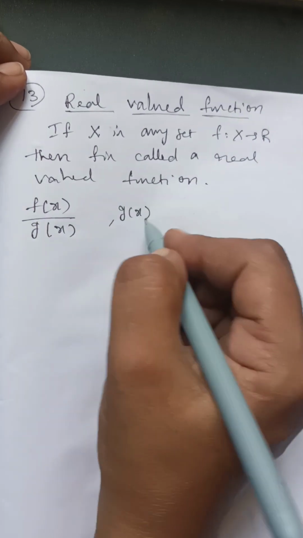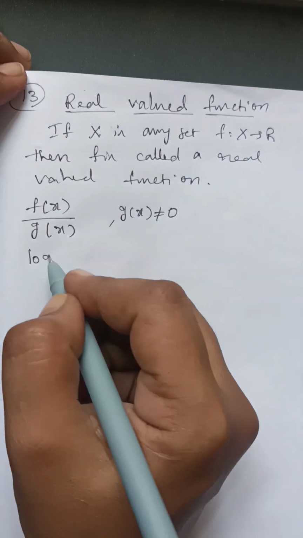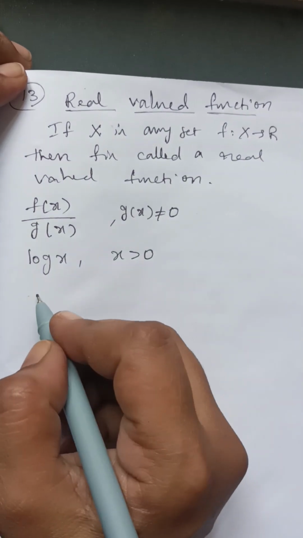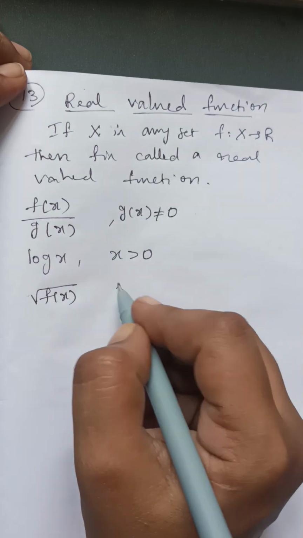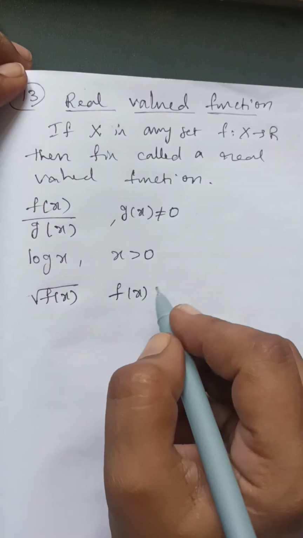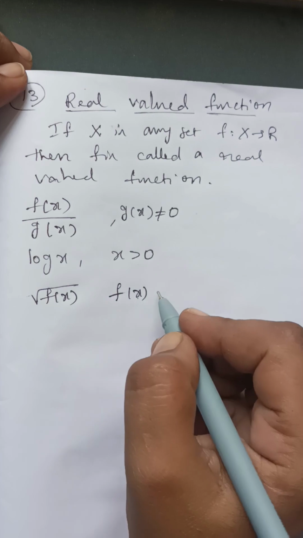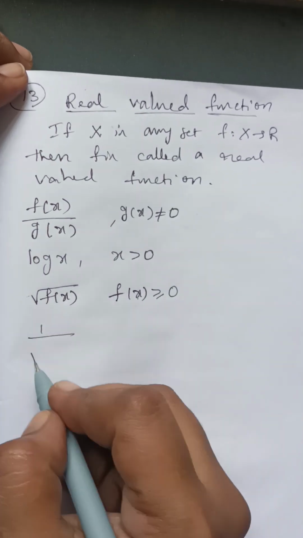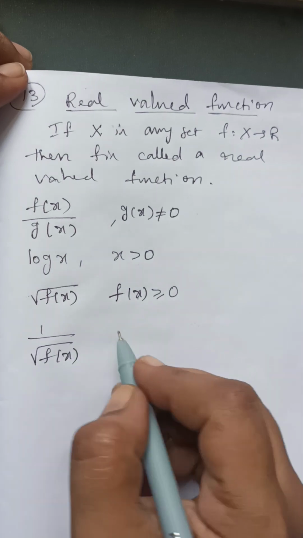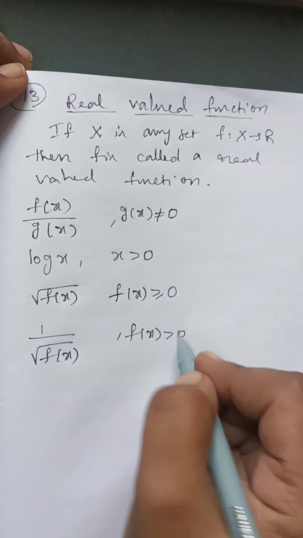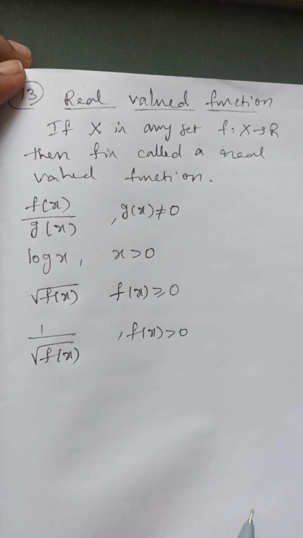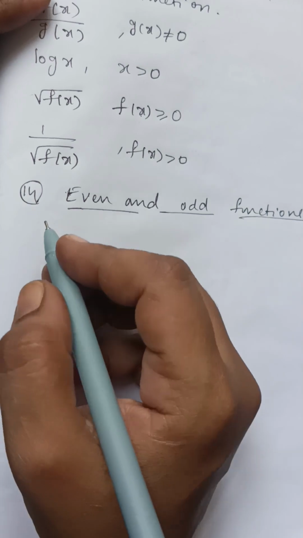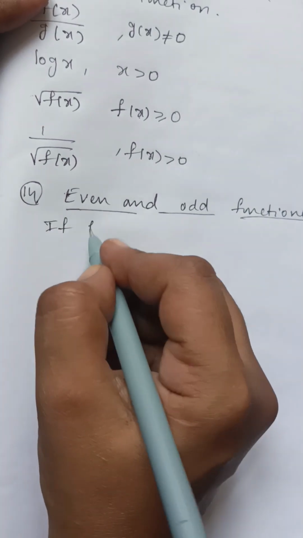For example, f of x by g of x, where g of x is not equal to 0. Take log x, here x must be positive, greater than 0. And take a root of f of x, under root a non-negative number, a negative number does not exist, so f of x must be a positive number, it may be 0 also. For 1 by under root f of x, here f of x must be just greater than 0. So these are the examples for real valued functions.